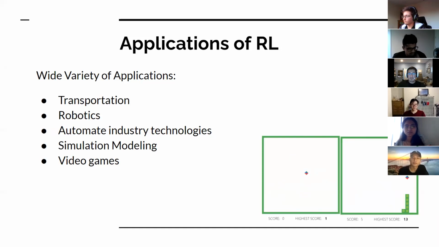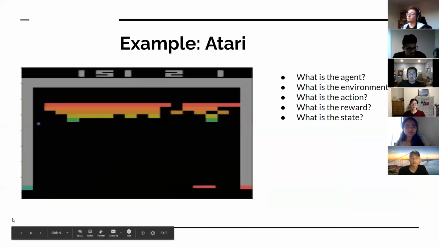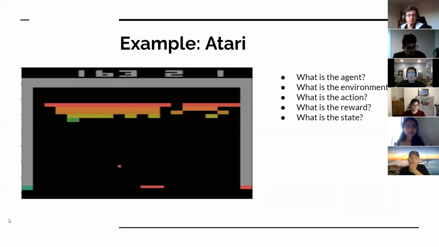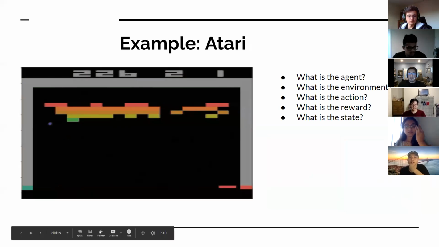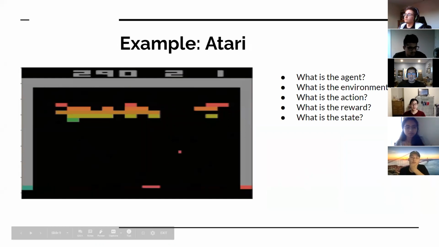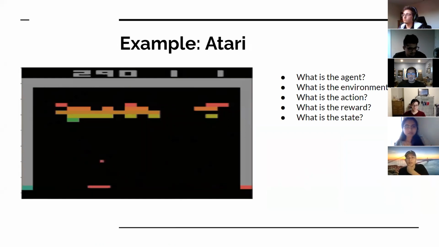Next up, please. So now I wanted to have a quick activity with the audience. I want to ask the audience, in this example of Atari, what is the agent, the environment, the action, the reward, and the state?